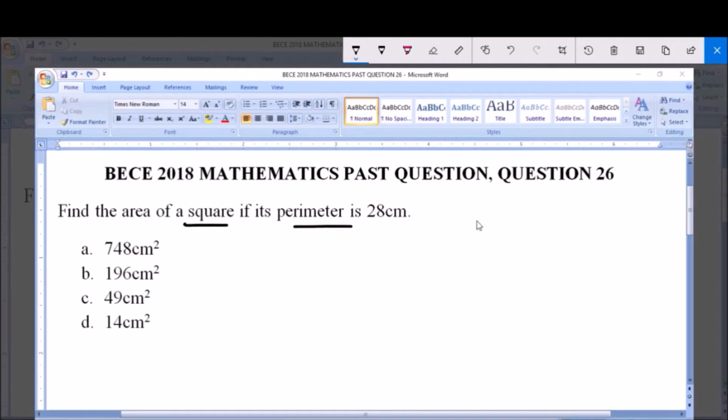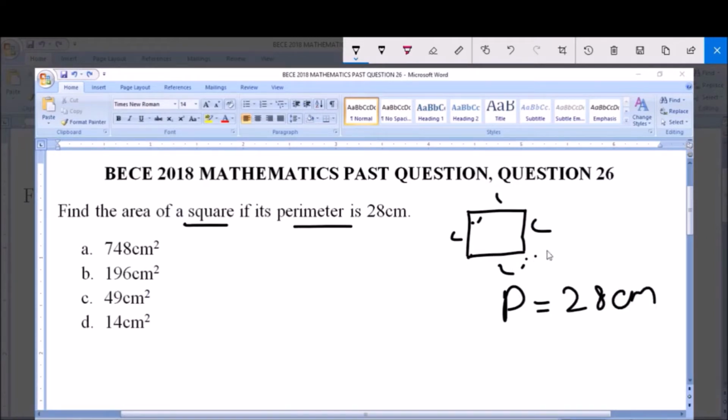Now let me take a diagram of the square. Like we know, a square is a polygon in which all sides are equal, and all the angles are equal. So all sides of a square are equal. That is, the length here is the same as the length here, which is the same as this and the same as this. Now we are given that the perimeter of this square is 28. Let the perimeter be P. That is P, the perimeter, is equal to 28 cm.